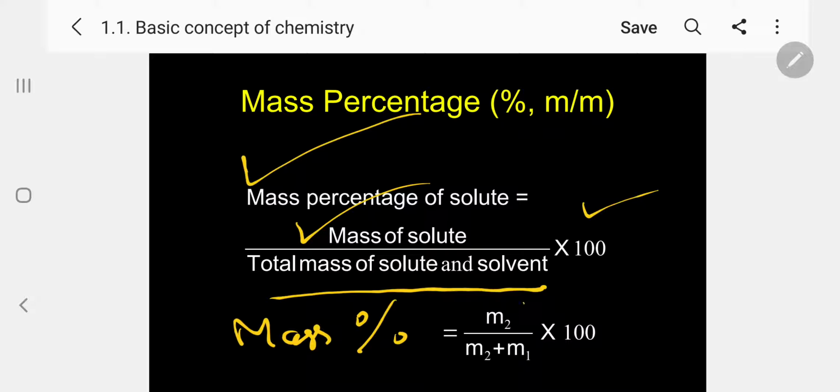Mathematically, the mass percentage of solute is equal to, this is the formula you have to memorize, small m2 divided by m2 plus m1, where m2 is the mass of solute and m1 is the mass of solvent. So m2 by m1 plus m2, the whole multiplied by 100, will give you the percentage of solute.